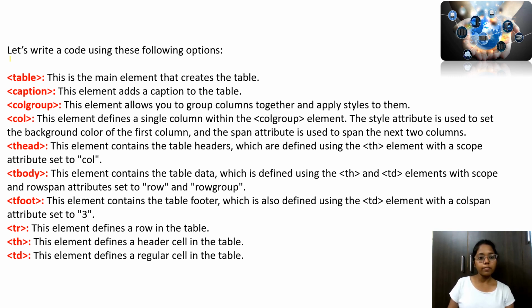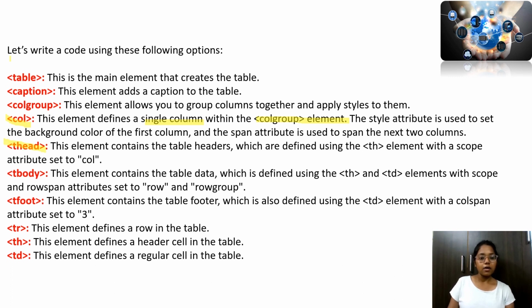Next, colgroup. This element allows you to group columns together and apply styles to them. The next tag is col, that is column. This element defines a single column within the colgroup element. This style attribute is used to set the background color of the first column, and the span attribute is used to span the next two columns.